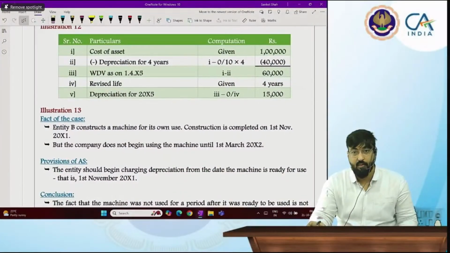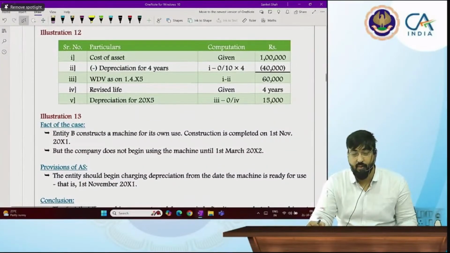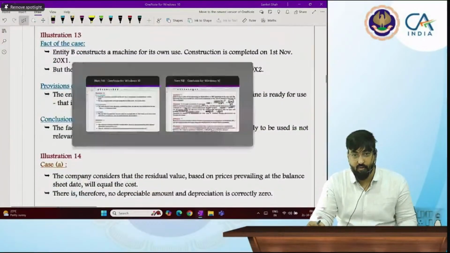Cost of the asset. Got the concept? Yes, sir. Easy. So should we move to 13th number? Yes, sir. Okay. So the presentation, you understood.